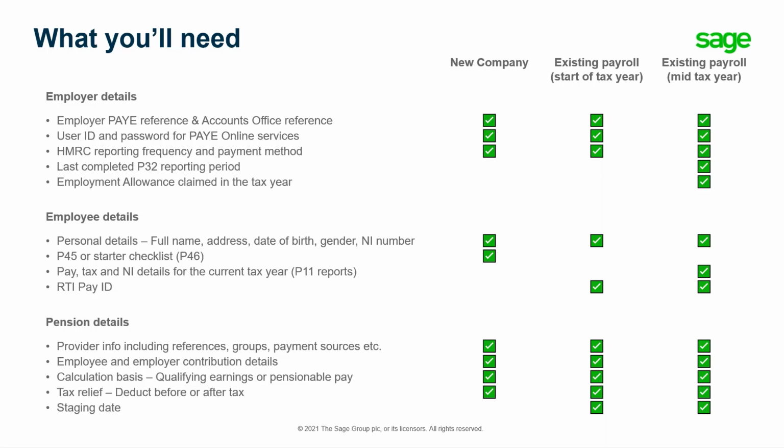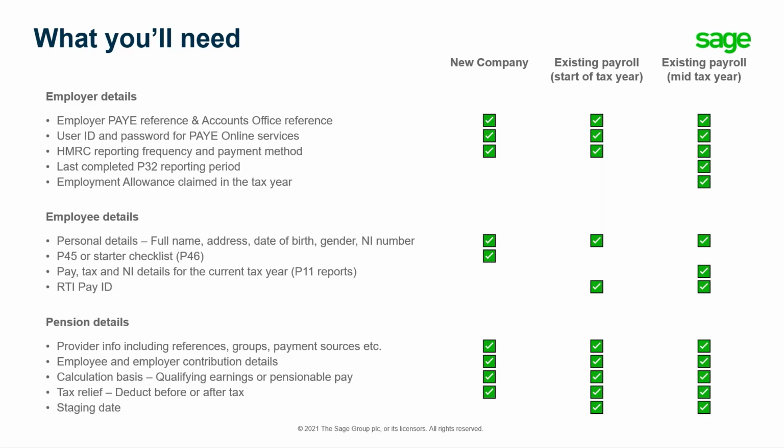So the type of information you'll need will include your employer details. That's your employer PAYE reference and accounts office reference. You'll need the user ID and password that you log into PAYE online services. You'll also need to know your reporting frequency and payment method when making payments to HMRC. If you're moving mid-tax year, you'll need to know your last completed reporting period, that's a tax month or tax quarter, and also details of any employment allowance that you have claimed during the current tax year.